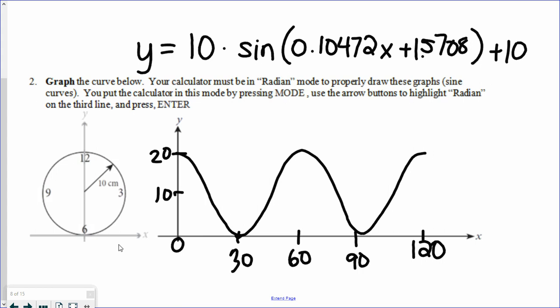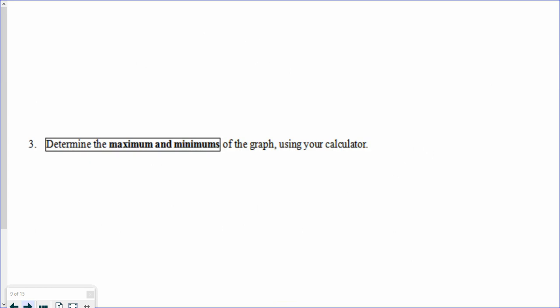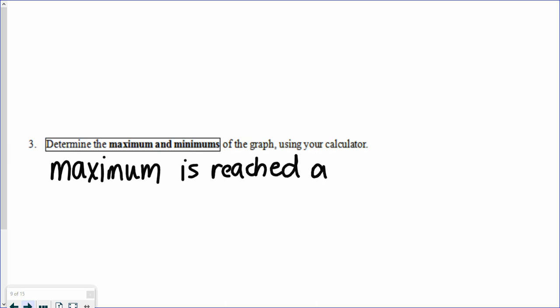You can pretty easily figure it out using the data table, but again, to practice how to find out things in your calculator, you use your trace button and you'll be calculating your maximum and minimum. So the maximum, when you use your trace function, again, it's not always going to be as easy as just looking at the data table. So the maximum is reached at y equals 20.